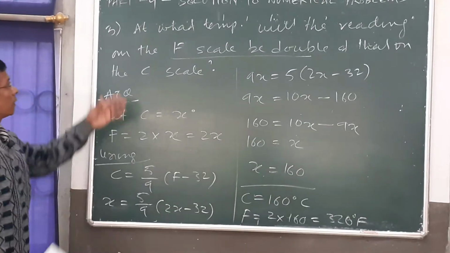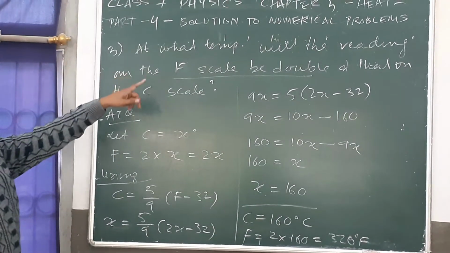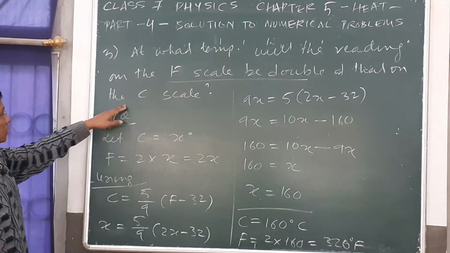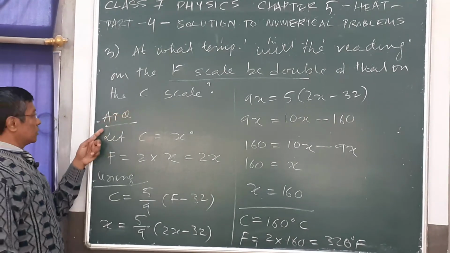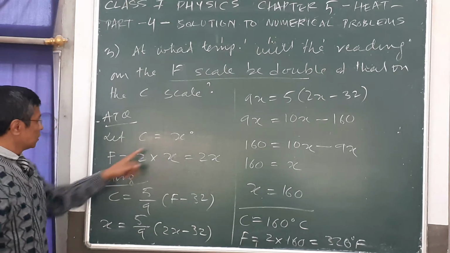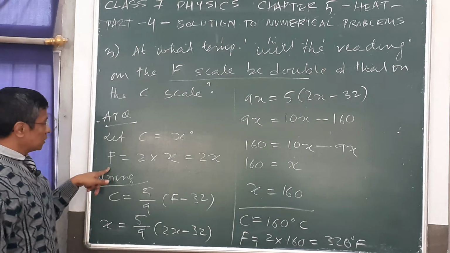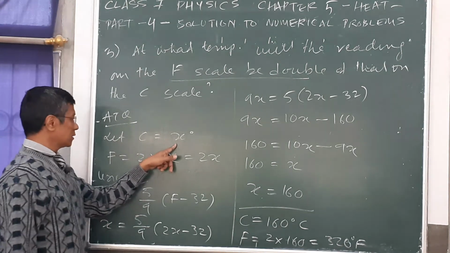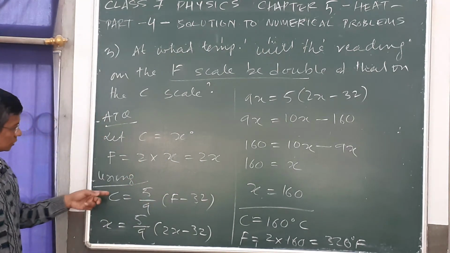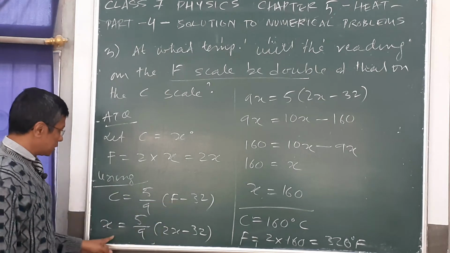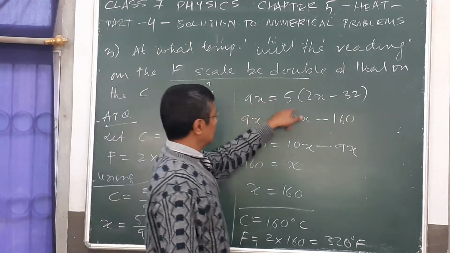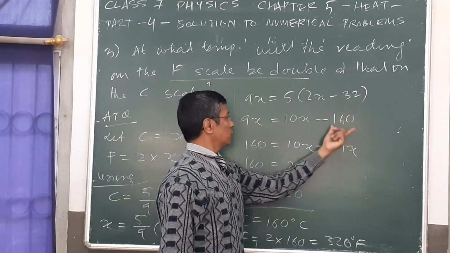So, once again the question says, at what temperature reading on the Fahrenheit scale will double that on the centigrade scale. To do this we will take the value on the centigrade scale as x, so that we write the double of that, the temperature on the Fahrenheit scale, as 2x. We will use the formula C is equal to 5 by 9 (F minus 32). We substitute, we will cross multiply 9 and x, we will get 9x. We will expand the bracket, 5 2s are 10, 5 32s are 160.